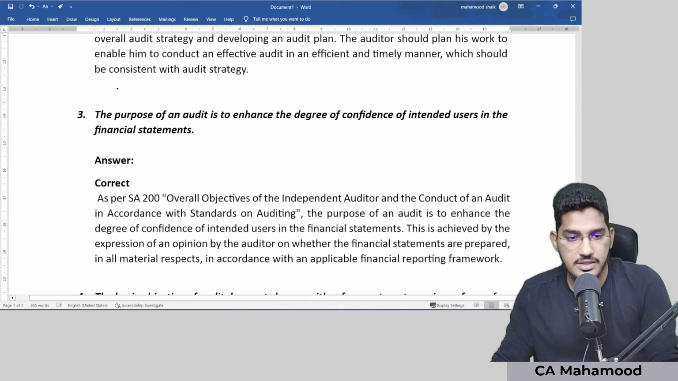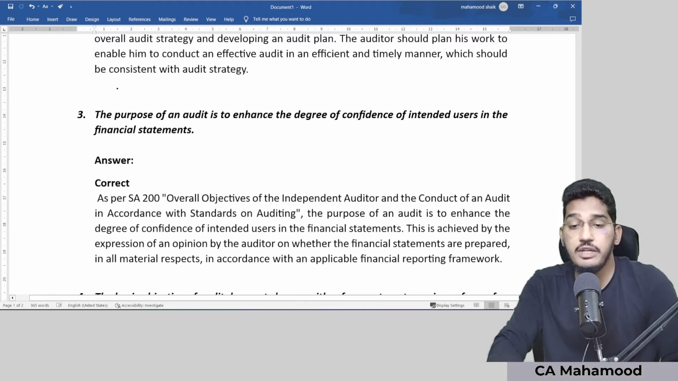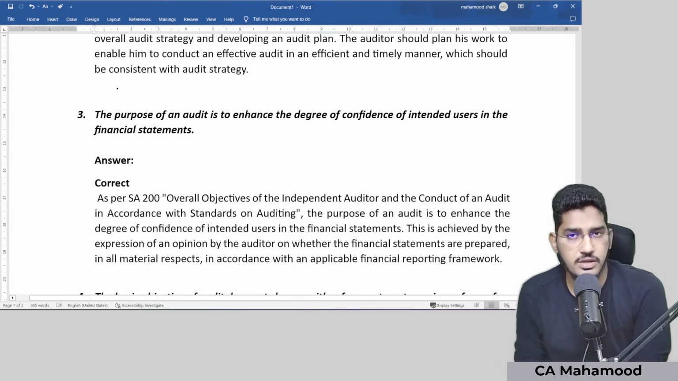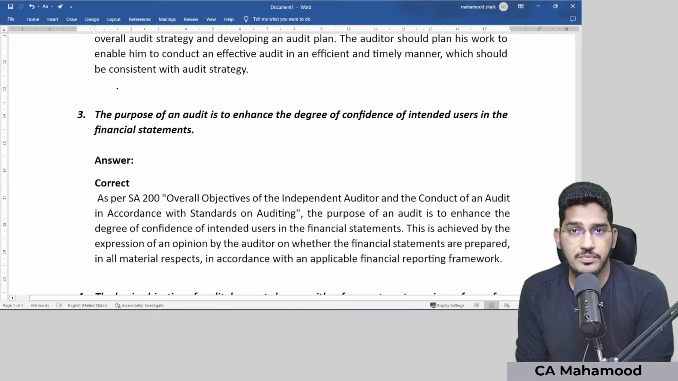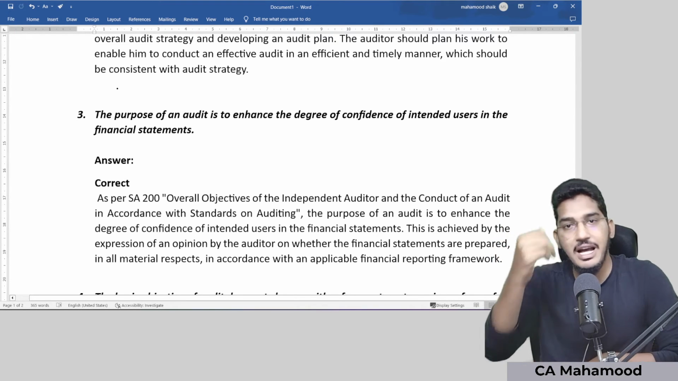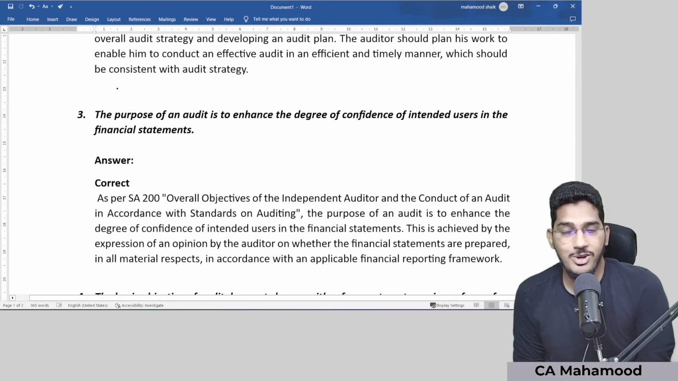So if you see the third statement, the purpose of an audit is to enhance the degree of confidence of intended users in the financial statements. Do you agree with that statement? Yes. The primary purpose of the audit is to enhance the confidence of users of the financial statements. This statement is correct. Now, the mistake most of the students will make is they will write the statement as correct and repeat the question. What will you do?